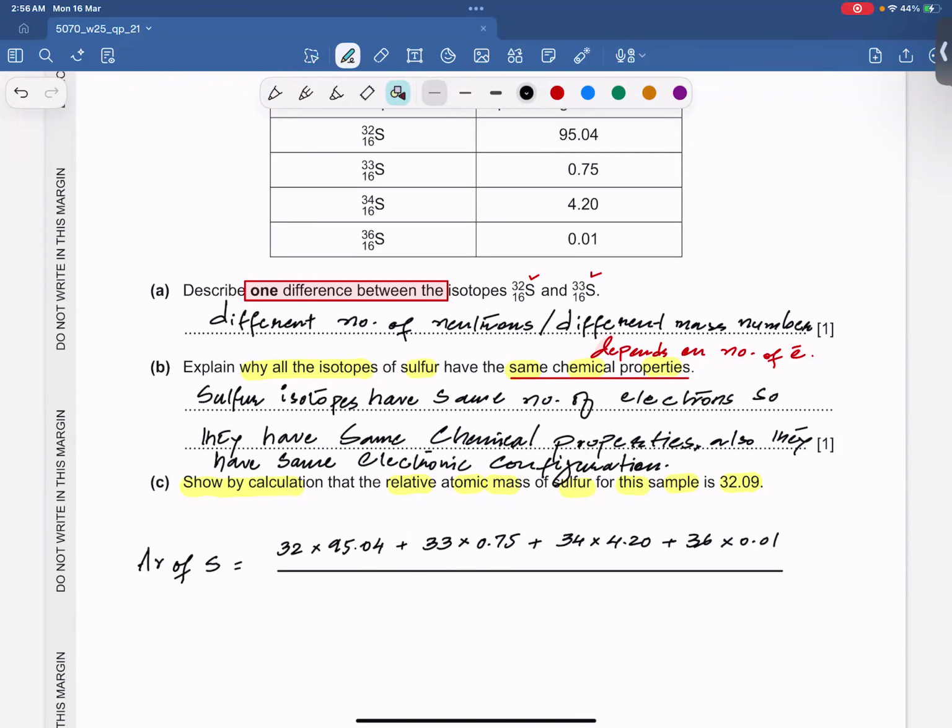And we need to add all these values to get the total abundance. So let me check. 95.04 plus 0.75 plus 4.2 plus 0.01. My bad, I didn't type it on the calculator, guys. So 95.04 plus 0.75 plus 4.2 plus 0.01. So it's going to be 100. Okay.